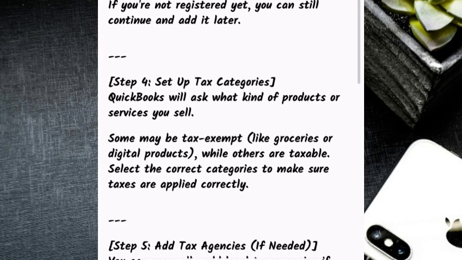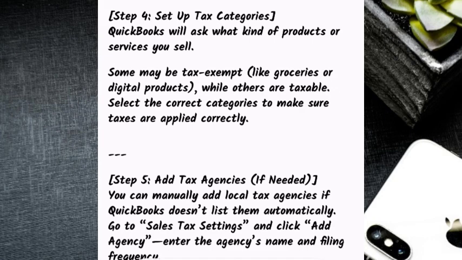Step 4 is to set up tax categories. QuickBooks will ask what kind of products or service you sell. Some may be tax exempt, like groceries or digital products, while others are taxable. Select the correct categories to make sure taxes are applied correctly.